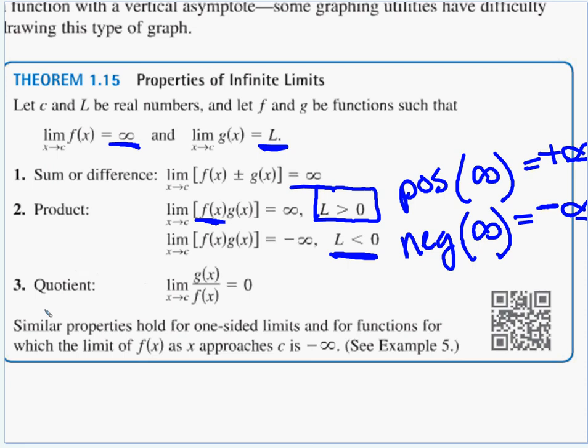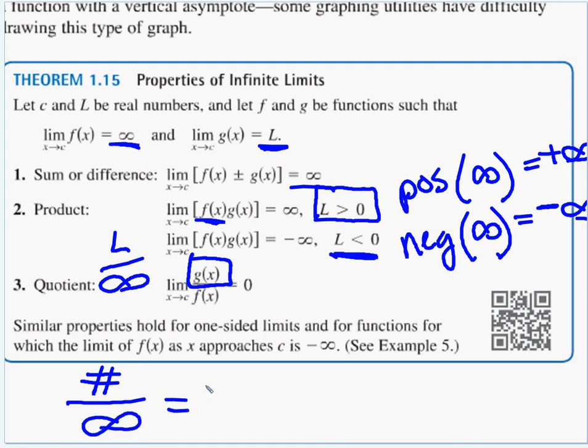And we got this quotient rule here, or the quotient property of this. The numerator here is a finite number. Remember this, that limit of g of x is equal to L, a number like 10 or 20. Down here, our denominator f is infinitely big. Let me write it again down here. If you just have any number divided by infinity, that's heading for 0.